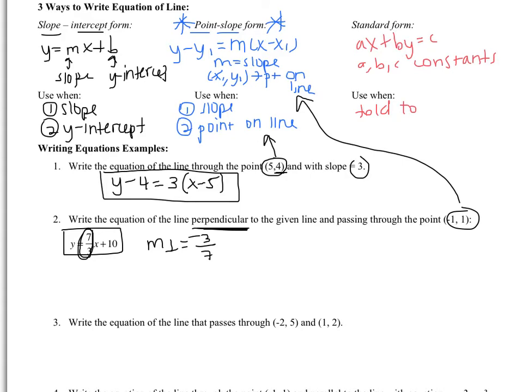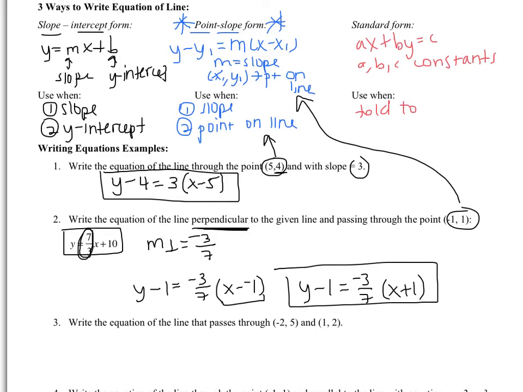And now I'm ready to use point-slope form. I have y minus y1, which is 1, equals, my slope is negative 3 over 7, and then I have x subtract negative 1. But remember that subtracting a negative is like adding a positive, so it becomes y minus 1 is equal to negative 3 over 7, times x add 1. Again, leave it like that. Don't change it at all.